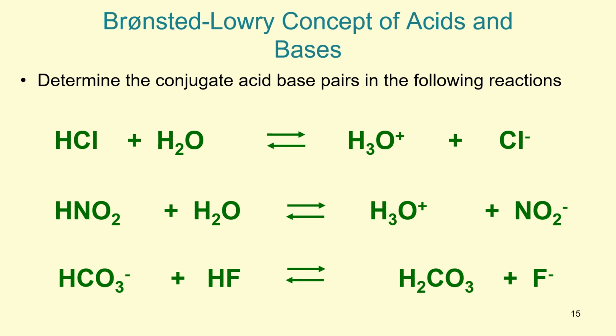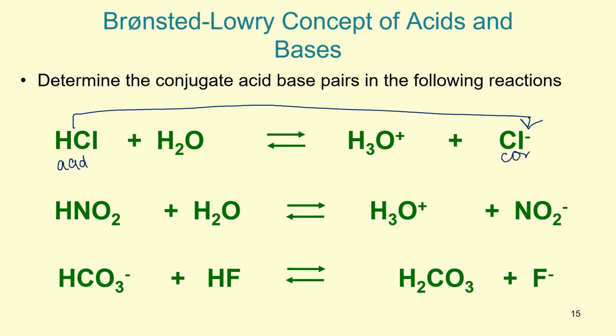In this case, notice that HCl and H2O both have an H, and we've seen that they both can give up H's. It just depends on the situation. So by inspection, we see that the HCl has given up the H+. So in this case, it's an acid because it's a proton donor, and so this is the conjugate base.